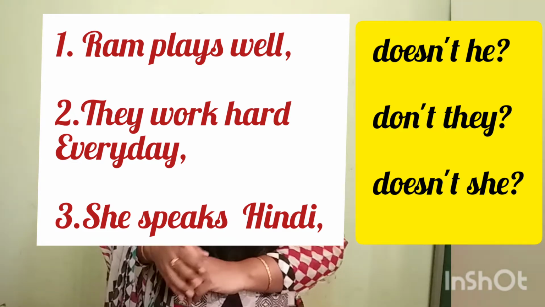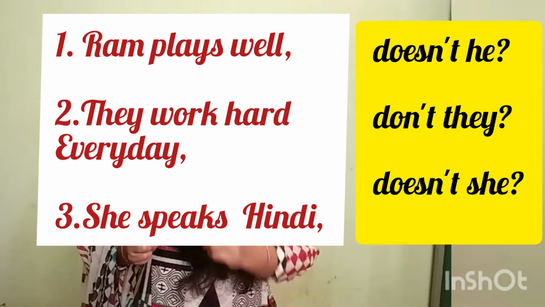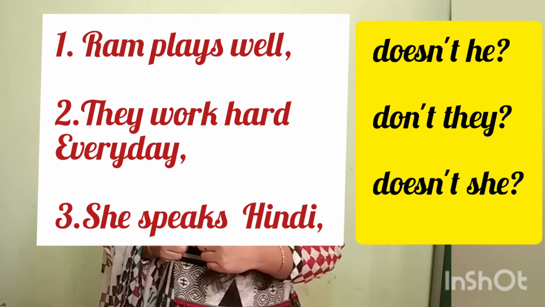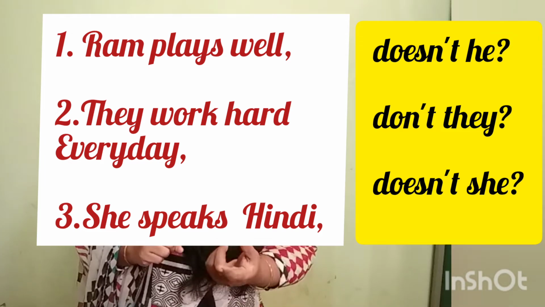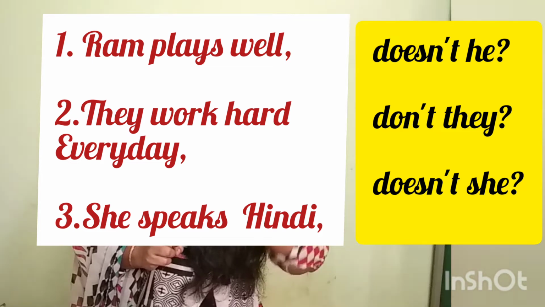Example number 1 is Ram plays well. So play is a present verb. So plays, அப்ப நம்ம என்ன எழுதணும்? He, she, it இருக்கான்னு பார்க்கணும், சப்ஜெக்டை செக் பண்ணப் போறோம். So Ram is a he. Ram வந்து he. அப்ப நம்ம he, she, itனா does போடணும்னு சொல்லியிருக்கேன். அப்ப doesn't he.